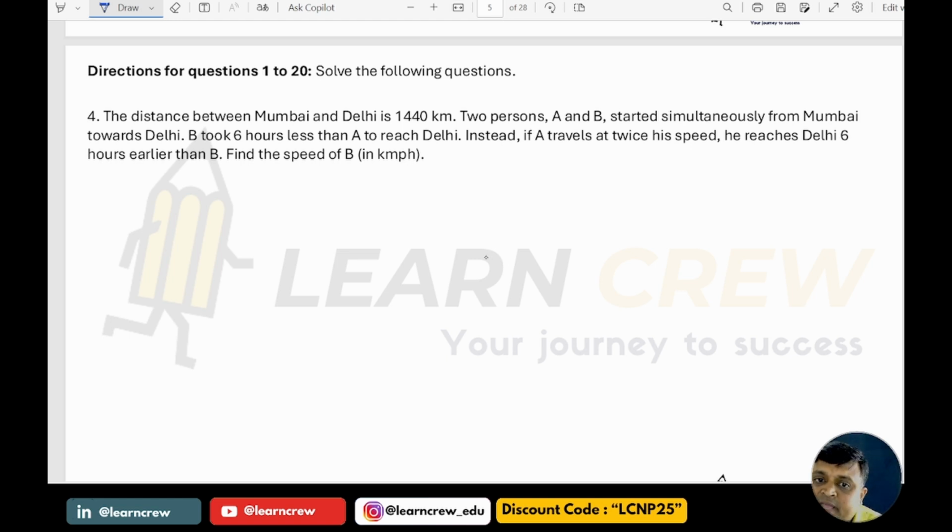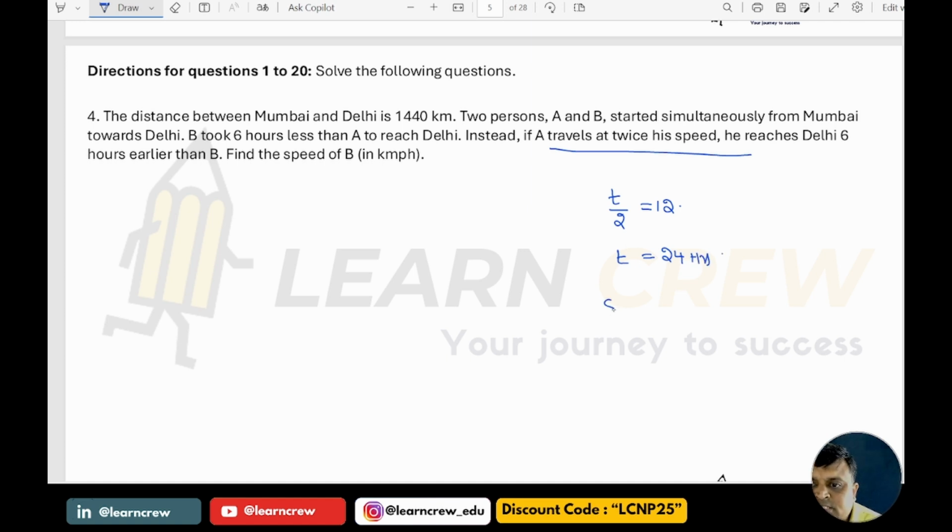So as the speed is doubled, time is half of the original time. So as the speed of A is double, the time taken by A would be half of the original time, that is T by 2. The T by 2 is how much? 12. So T is equal to 24. The actual time taken is 24 hours.